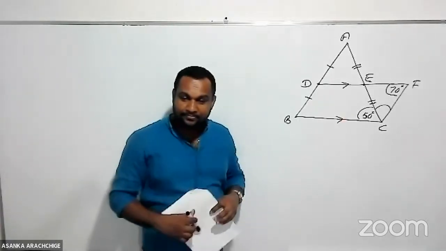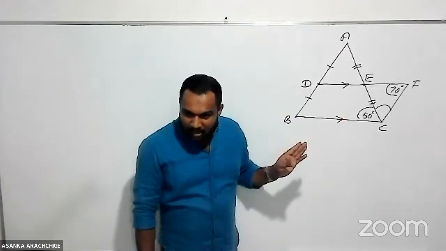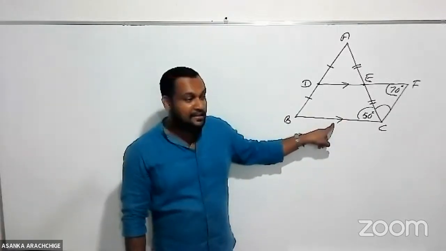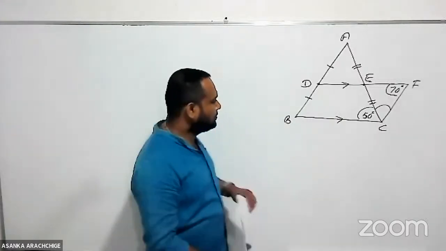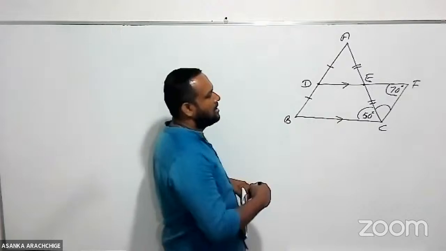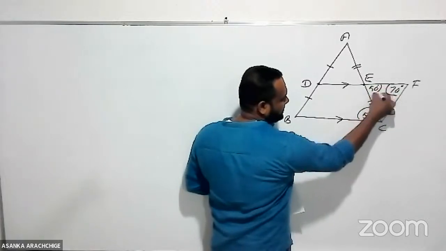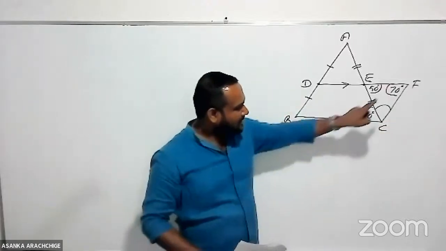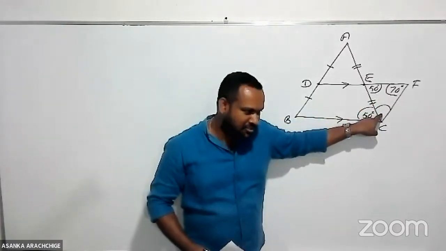What is the theorem? The straight line joining the midpoints of 2 sides in a triangle is parallel to the remaining side and half the length of the remaining side. So now you can symbolize that these 2 lines are parallel. Then if this is 50, this angle must be 50. Listen, alternate angles between parallel lines. Then 70 plus 50, 120, plus this angle, 180.